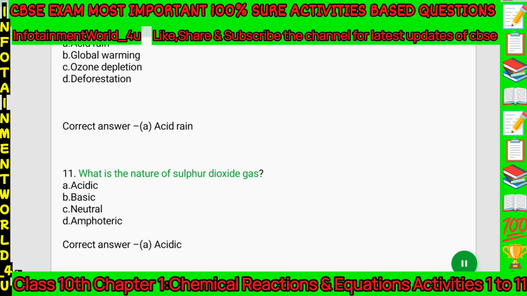11. What is the nature of sulfur dioxide gas? A. Acidic. B. Basic. C. Neutral. D. Amphoteric. Correct answer A. Acidic.